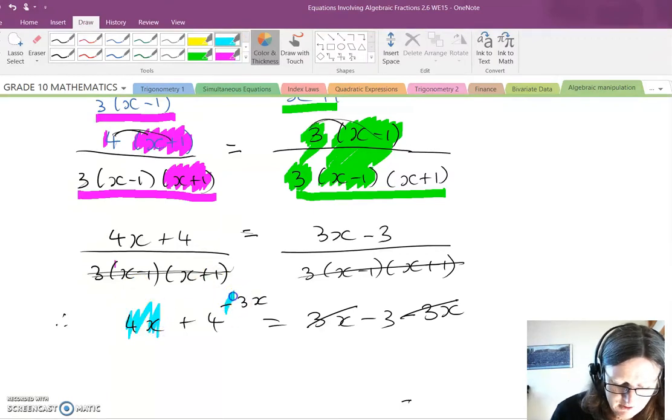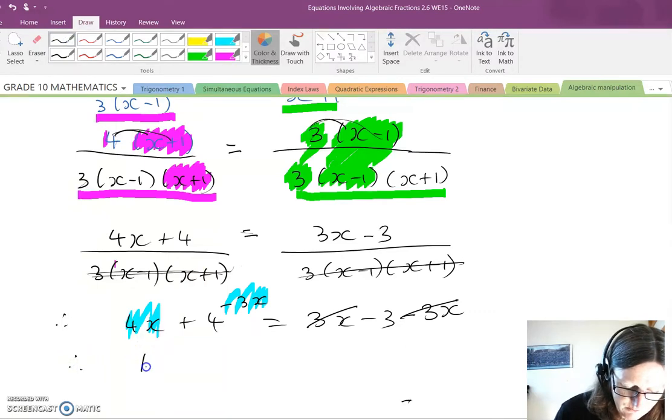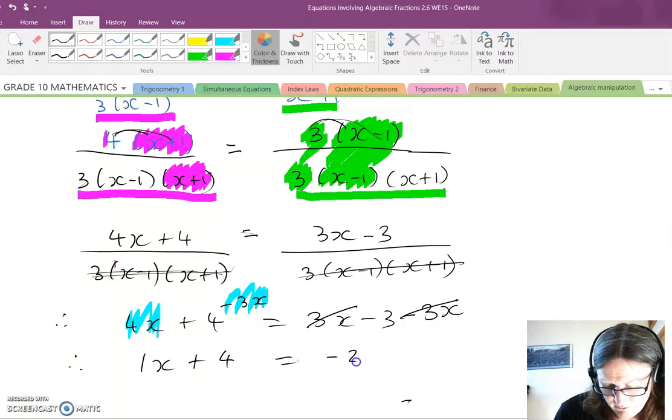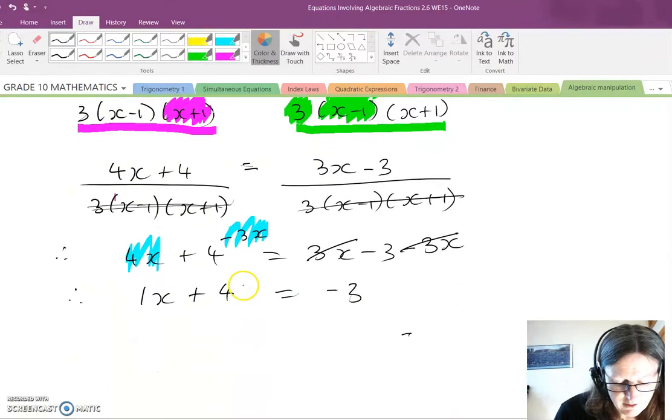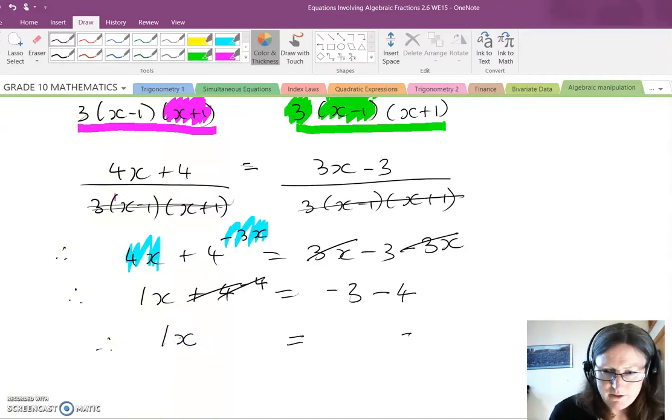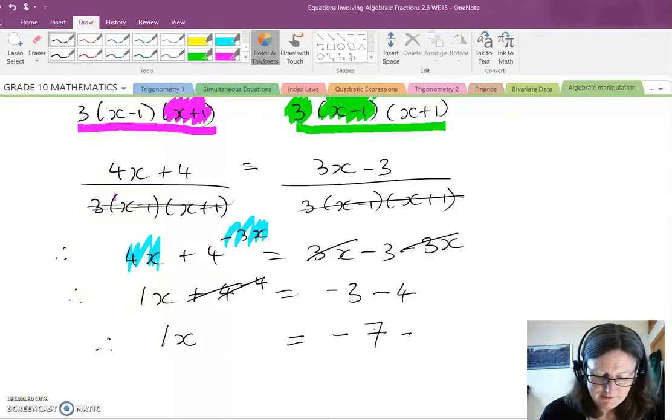Got some like terms here that we can combine. 4x subtract 3x is 1x, plus 4 is equal to negative 3. If we subtract 4, that cancels, so we subtract 4. On the left-hand side, I'm left with 1x, or x, which is what I want, and then the right-hand side is negative 7.